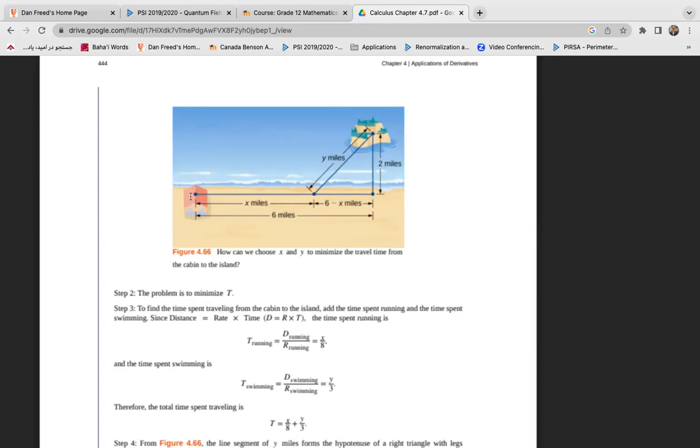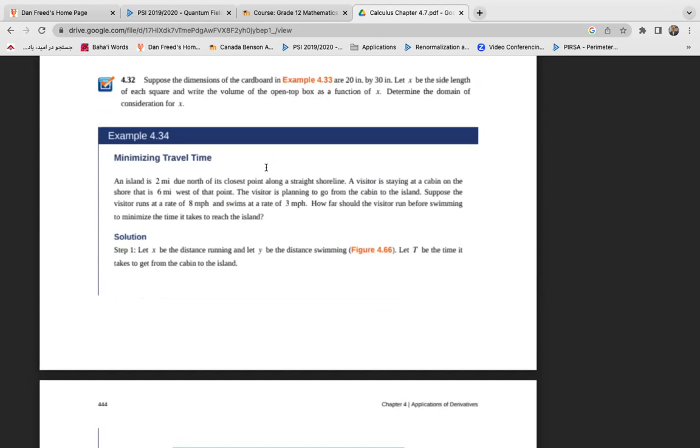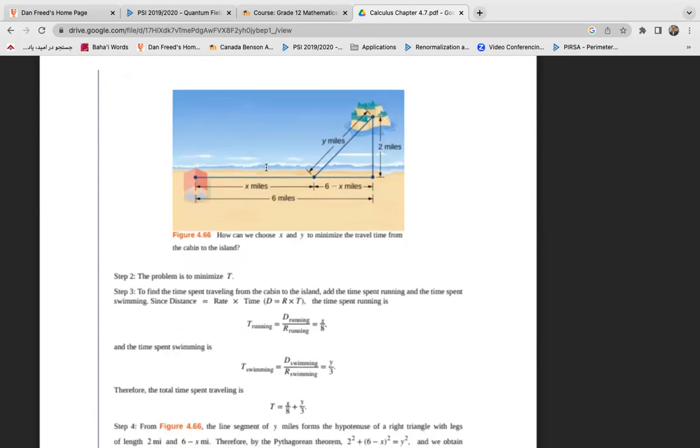Do you directly swim from your cab to the island, or do you run some distance and then swim to the island? Of course, if you swim directly, it's the shortest path, but the speed of your swimming is slower than the speed of your running. So how do you go to the island in order to minimize the time that you spend? And here you have the speed of running and the speed of swimming. So we can compute the time for the swimming part and the running part, and if you put this together, you can compute the minimum, okay?